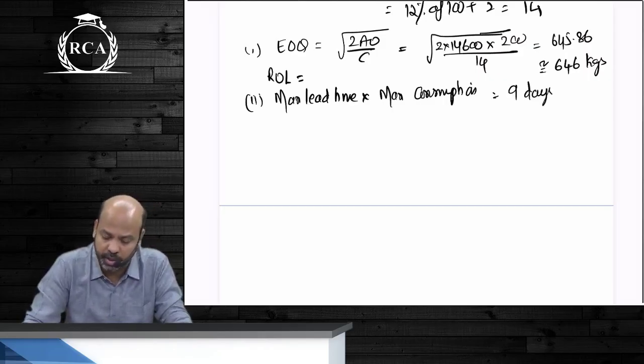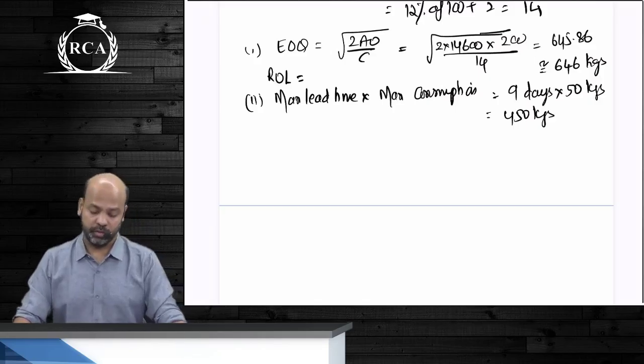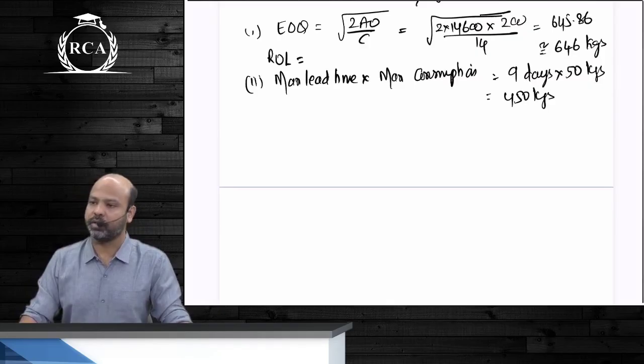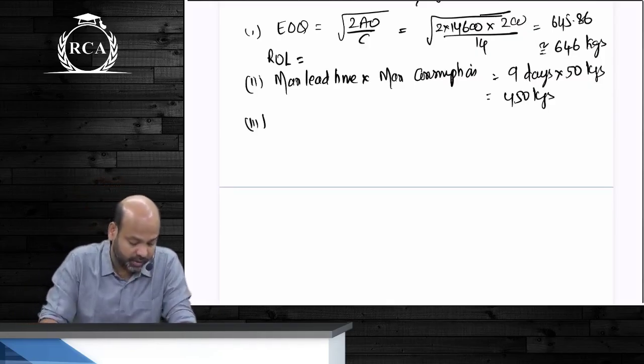So that will be equal to 9 days multiplied by 50 kgs, 450 kgs. This will be the reorder level. EOQ is 646 kgs. Reorder level is equal to 450 kgs. Third one after this.